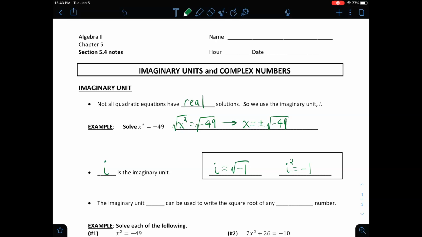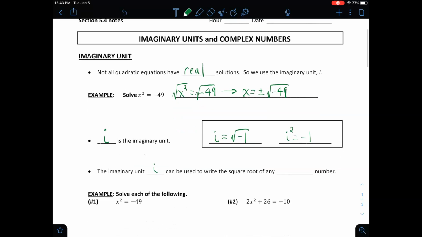So i and i squared are both very important numbers for you guys to know. So i is the square root of negative 1, i squared is negative 1, because when you square the square root, they cancel out, basically. Okay? It says the imaginary unit i can be used to write the square root of any negative number.